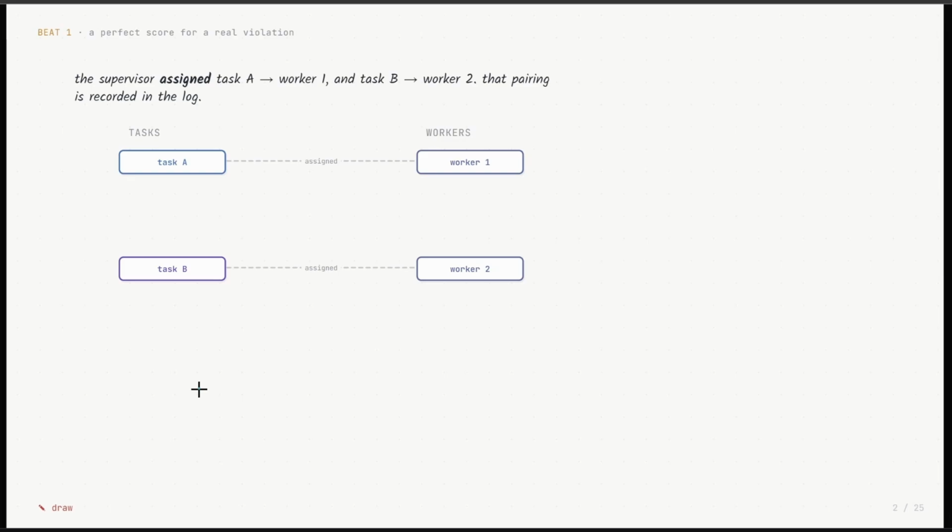So, let's look at this case. We have worker 1, worker 2, and a supervisor. The supervisor assigned task A to worker 1 and task B to worker 2. Now, at runtime, they got swapped: worker 1 did task B and worker 2 did task A. This is a violation. The assignment of the supervisor was violated.